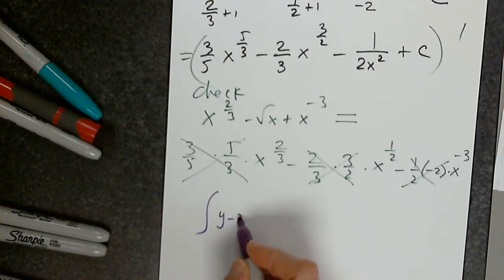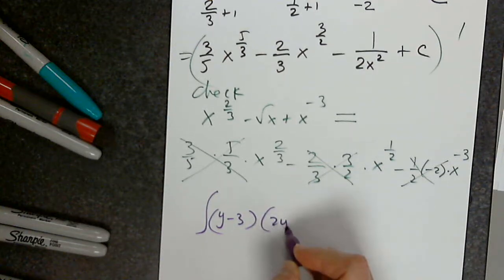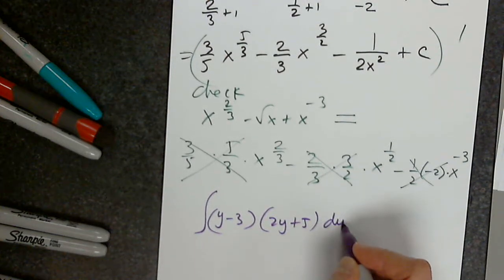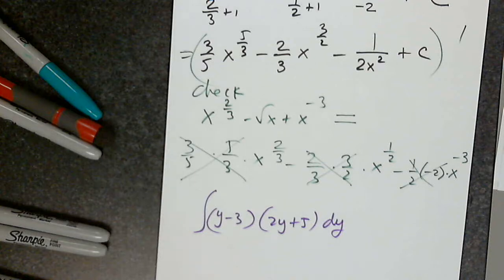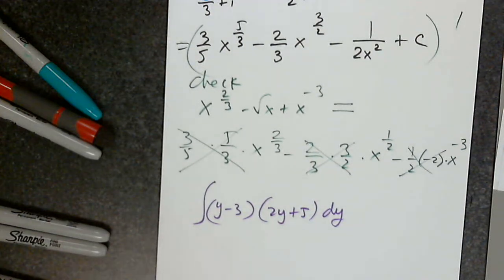The integral of y minus 3 times y plus 5 dy. We're asked to find the indefinite integral. Would you like to work on this for a minute? What would you do first? We're asked to find the function. I don't have the function. I can differentiate when I have both sides. If I don't have both sides, I can't differentiate.